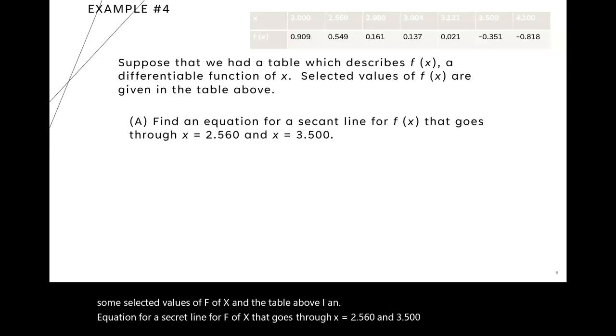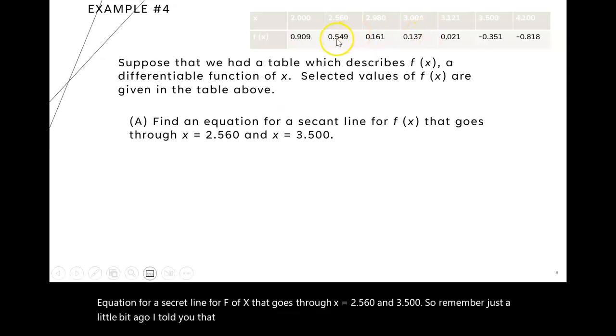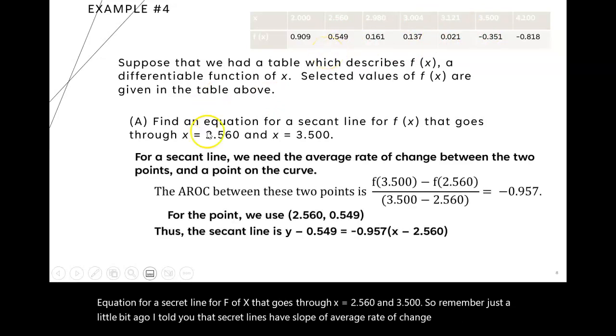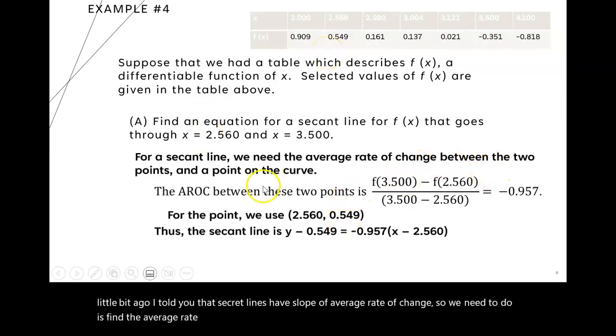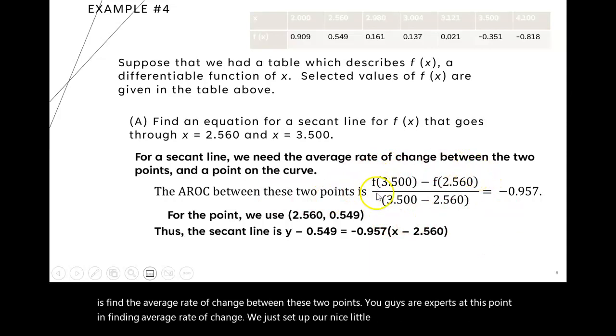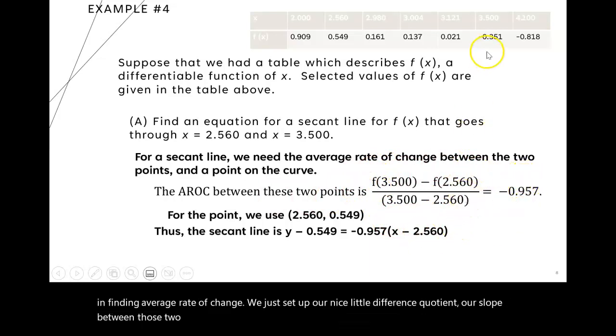So remember just a little bit ago I told you that secant lines have slope of average rate of change. So what we need to do is find the average rate of change between these 2 points. You guys are experts at this point in finding average rate of change. We just set up our nice little difference quotient, our slope between those 2 points, and we calculate it as -0.957.